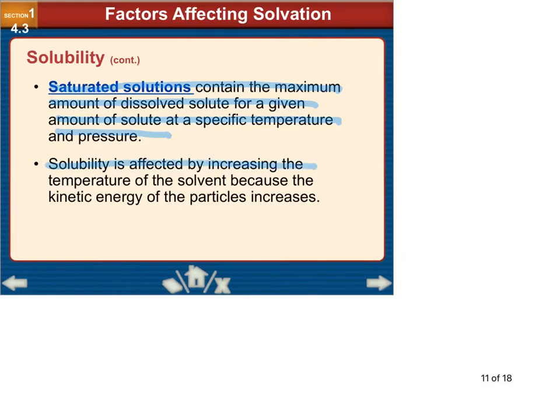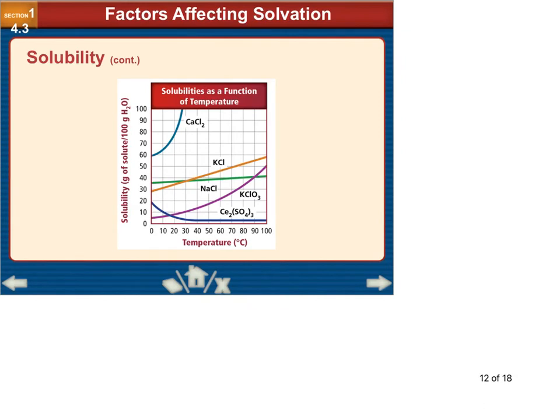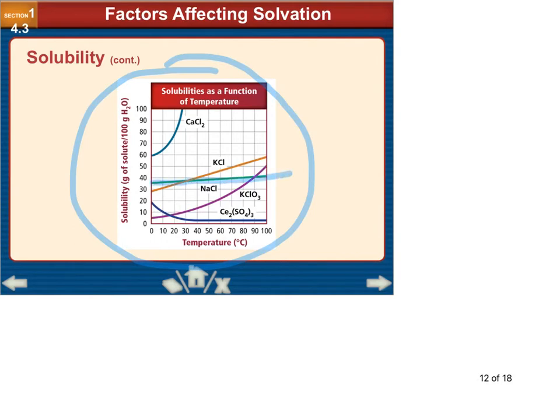Solubility is affected by increasing the temperature of the solvent because the kinetic energy of the particles increases. The little chart we will be using, charts like this, just shows at various temperatures how much dissolves. Like calcium chloride here, as the temperature goes up, solubility increases a lot. Sodium chloride, temperature doesn't affect it nearly as much. And we get some which are a little unusual, where the solubility actually goes down as it heats up. Most of the time it goes up.